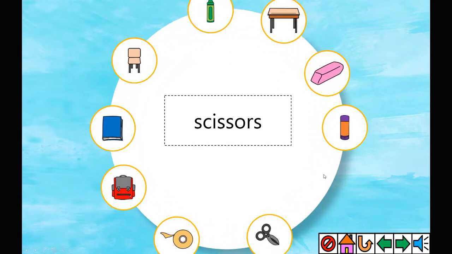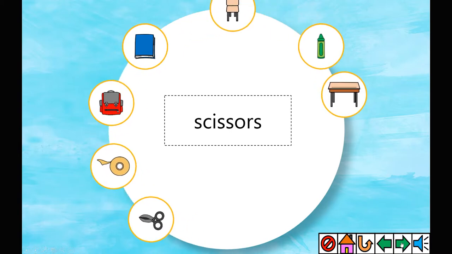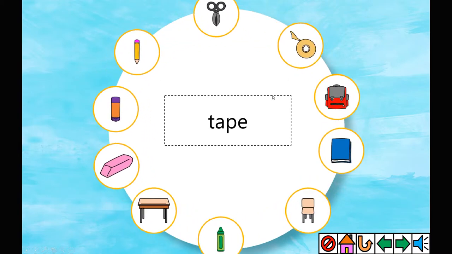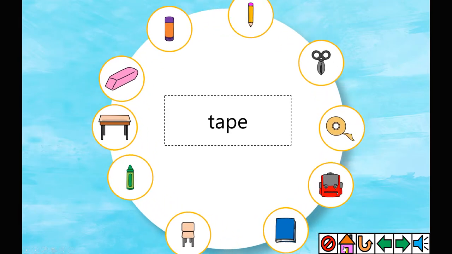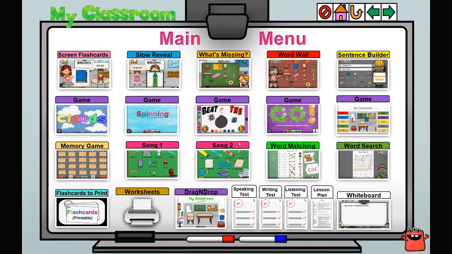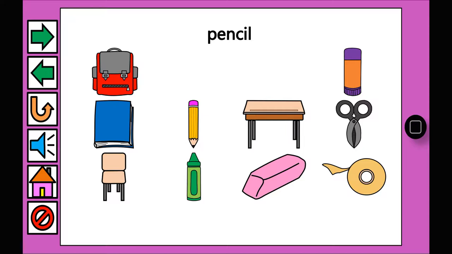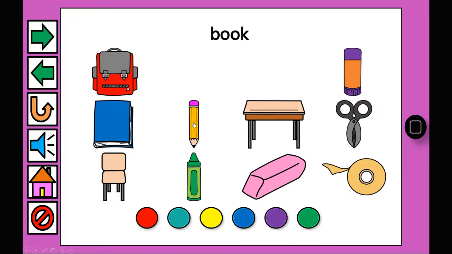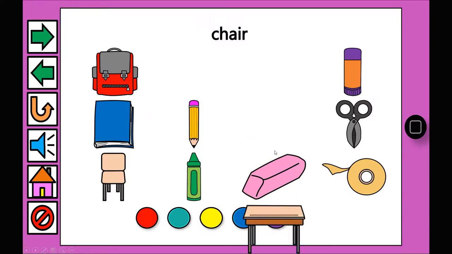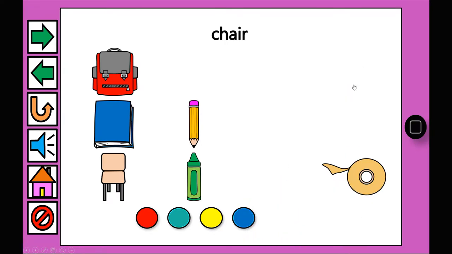Scissors. And if it's the wrong one, it disappears. Tape. And then beat the bomb. Controls are here, audio is here. Pencil. This one, they have a timer on it though. So they only have 10 seconds to hit the right one, or else the bomb sound goes off and they've run out of time. Pencil, they'll just click to the next one. Book, backpack. And then if they hit the wrong one, that's what will happen.